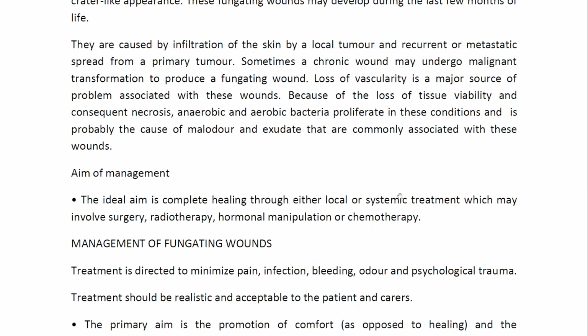They are caused by infiltration of the skin by a local tumor, or a recurrent or metastatic spread from a primary tumor. Sometimes a chronic wound may undergo malignant transformation to produce a fungating wound. Loss of vascularity is a major source of problem associated with these wounds. Because of the loss of tissue viability and consequent necrosis, anaerobic and aerobic bacteria proliferate in these conditions and are probably the cause of malodor and exudate that are commonly associated with these wounds.